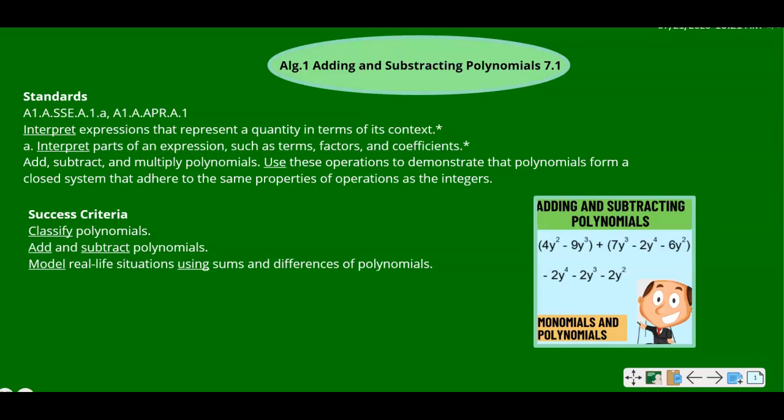Today we're going to be adding and subtracting polynomials. Your standards are here. Also, your success criteria. To be successful today, you need to be able to classify polynomials. That means name polynomials. You need to be able to add and subtract polynomials. And you need to be able to model real-life situations using sums and differences of polynomials.